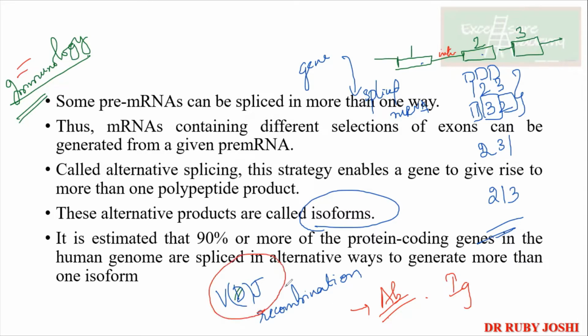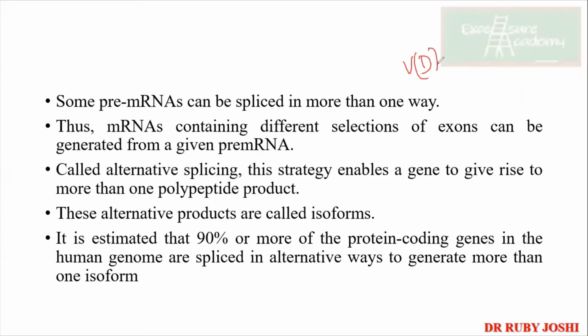Now what is VDJ? VDJ is nothing but genes, where V stands for variable, D stands for diversity, and J stands for joining. So in your antibodies, we have something like this. Antibodies have a heavy chain and a light chain, right? Now these heavy chains and light chains are made up of these. So you have the variable region, which decides what kind of antigen it should bind, then diversity is there, and the joining genes are present.